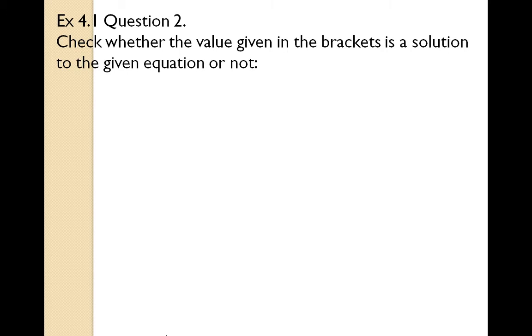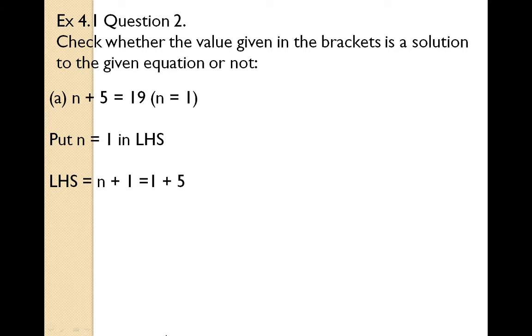Now the question number 2, check whether the value given in the brackets is a solution to the given equation or not. N plus 5 is equal to 9 and the value of n is 1. So put n is equal to 1 in LHS. Already in the last session we had studied that the left hand side of the equality sign is the LHS of the equation and the right hand side of the given equality sign is the RHS of the equation. So we are going to put the value of n, that is 1, in LHS.